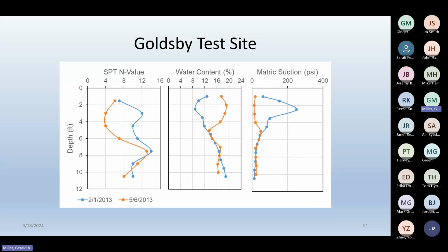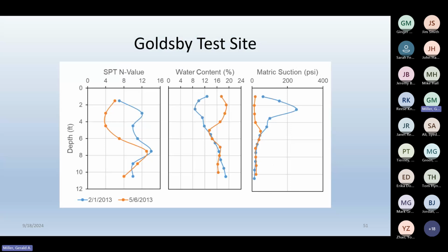Now I only picked 2 dates, so I picked the wettest and the driest date to show you the extreme difference. This is over a period of 2 years. And so here's the variation in average SPTN values. There's the variation in water content. So each time we went out, we also took samples, did natural water content determinations, and we measured total suction and estimated matrix suction. So you can see that there is a pretty significant difference in the SPTN values in the upper 8 feet of this soil profile.